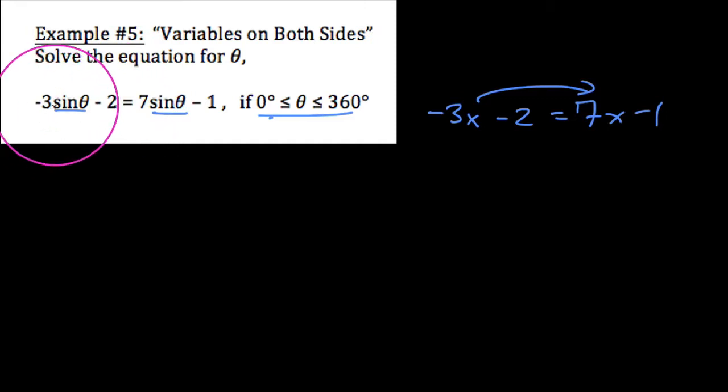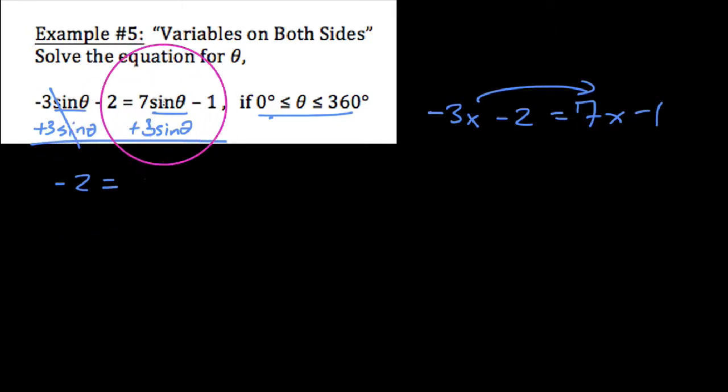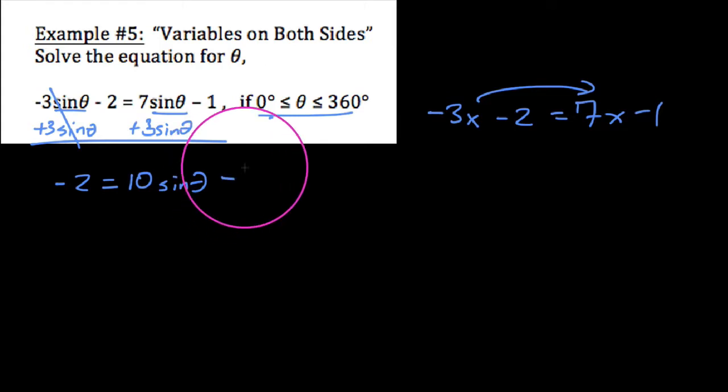Since I have a negative 3 sine theta and a positive 7 sine theta, I think it's more convenient to add the 3 sine theta to both sides and leave things in terms of positive. So we say plus 3 sine of theta, sorry about my 3 there, and those cancel out. I'm left with negative 2 equals, well, how many total sine thetas? I've got 10 of these sines of theta, and this is minus 1.